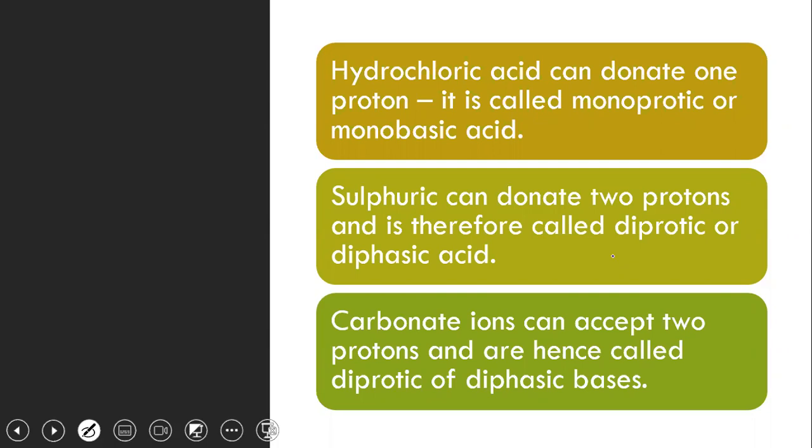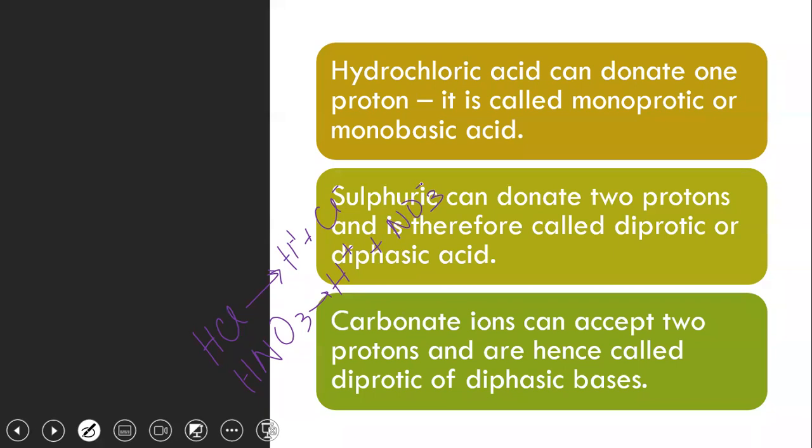Now, there are acids that can only donate one proton, like HCl. HCl can only give you one hydrogen ion. Or we can have nitric acid, which will also give us one hydrogen ion. Those acids that can only donate one proton, we call them monoprotic or monobasic. Both terms are correct. We will call them a monoprotic acid or a monobasic acid.